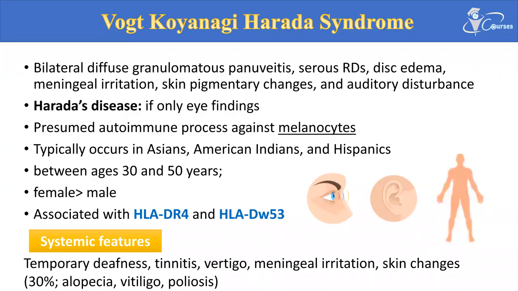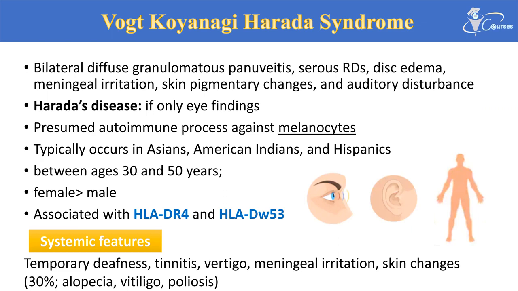Another disease characterized by non-infectious posterior uveitis and panuveitis is called Vogt-Koyanagi-Harada syndrome. Vogt-Koyanagi-Harada syndrome is a bilateral diffuse granulomatous panuveitis characterized by the presence of serous retinal detachment, disc edema, meningeal irritation, skin pigmentary changes, and auditory disturbance. So it is a systemic disease affecting the eye and other body systems. However, on some occasions, it can affect the eye only, so there will be only panuveitis. In this case, we call it Harada disease, if there are only eye findings.